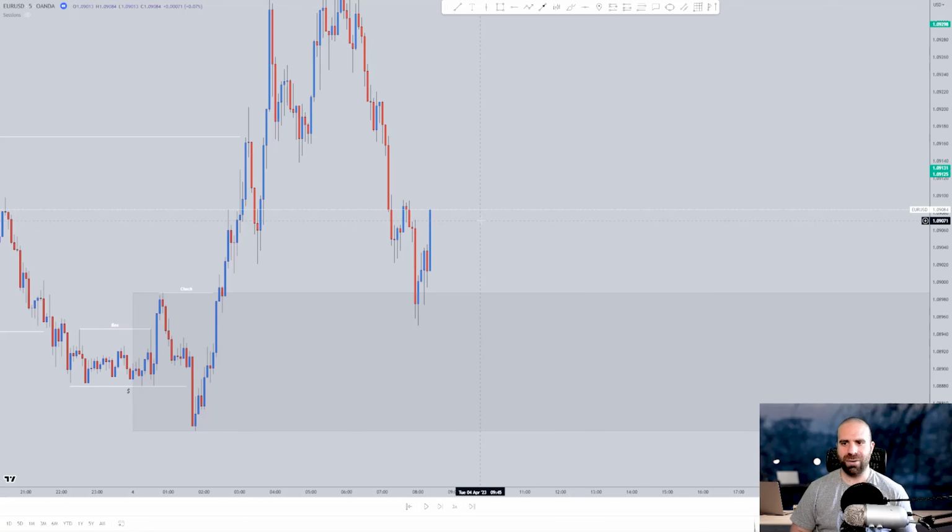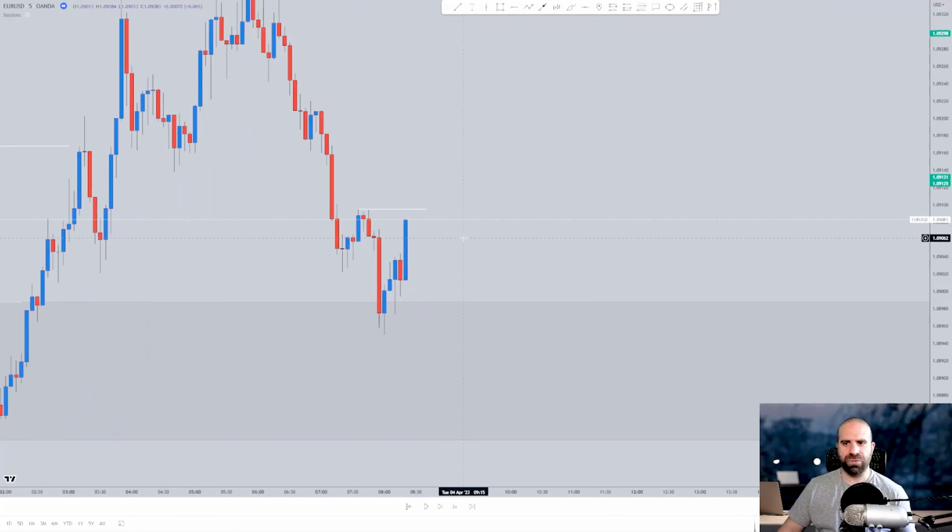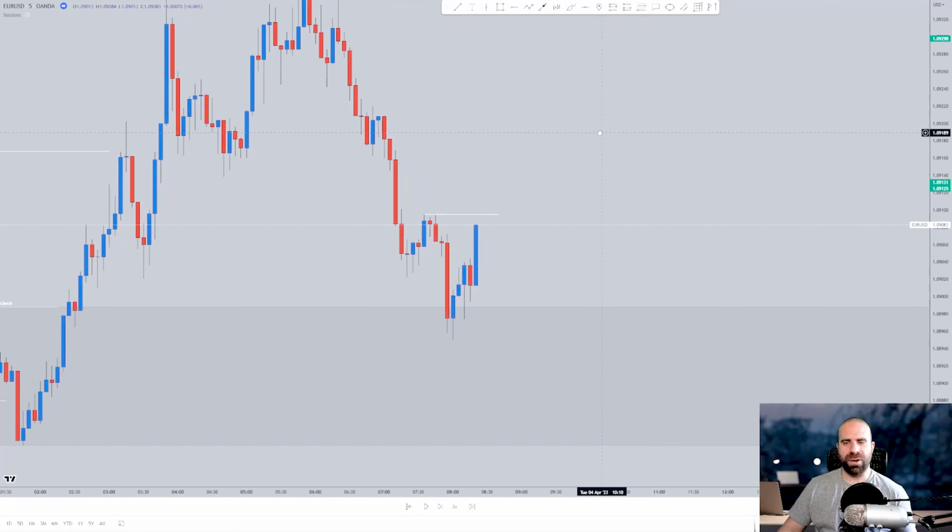There you go, you have an instant reaction right here, but you don't have a change of character yet. This would be the point of change of character. We know furthermore that the 50% level of these order blocks is very important.